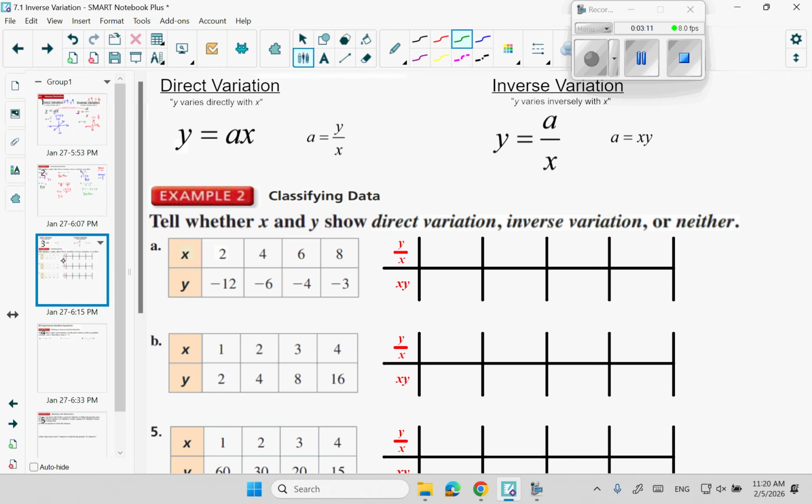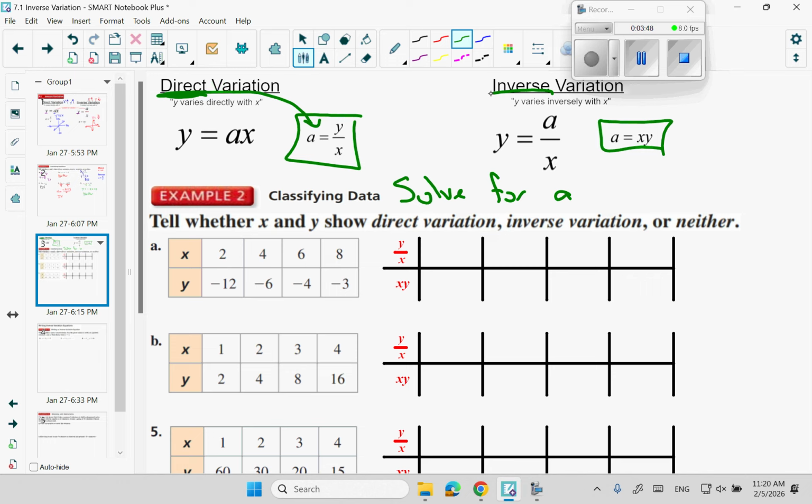Okay. Now, let's say I'm given a table of values. So here, I have all my x values, and I have all my y values, but I don't have any a values. So I need to solve for a. So theoretically, if I'm looking at this direct variation, we have y equals ax. To get a by itself, we would divide both sides by x. So in a direct variation, if I'm isolating a, I'm technically dividing. Same thing over here. I can multiply both sides by x to get a by itself. So in an inverse, to get a by itself, I am multiplying.